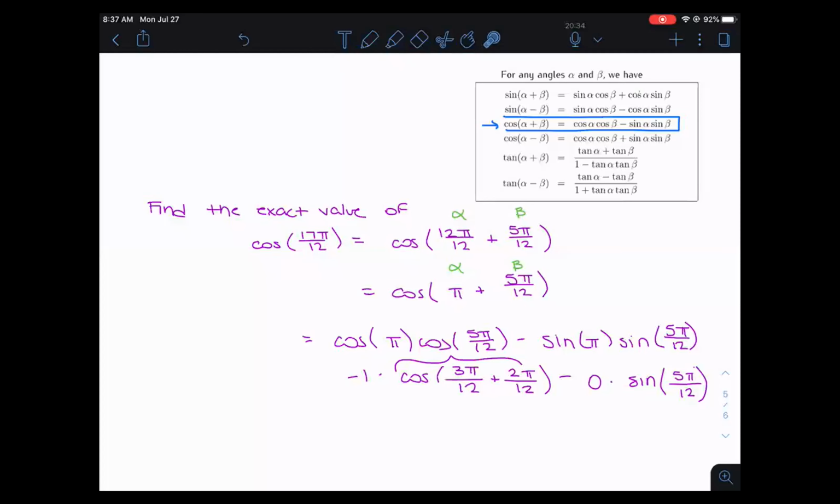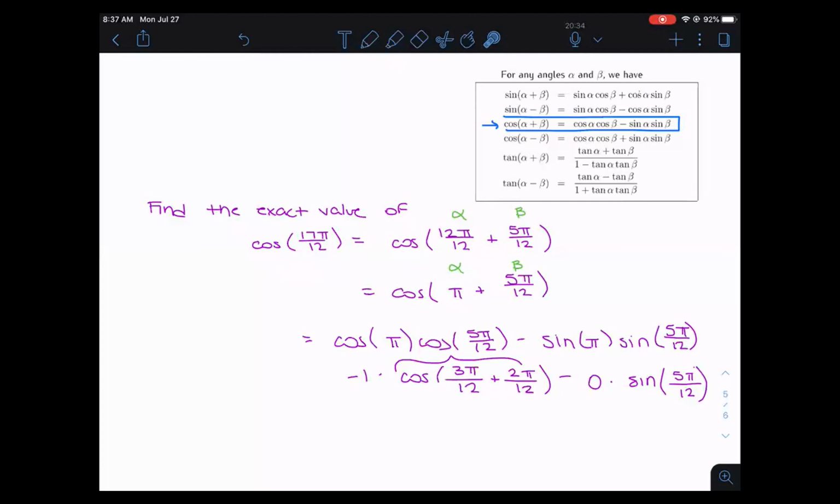Okay, all right. So finding cosine of 17 pi over 12 is the same thing as taking the summation of 12 pi over 12 plus 5 pi over 12. Right here, the first angle is going to be our alpha and this is going to be our beta. But what we want to do is simplify this a little bit. So cosine of 12 pi over 12, that's just pi. And 5 pi over 12, we can't simplify this, so that's just going to stay 5 pi over 12.